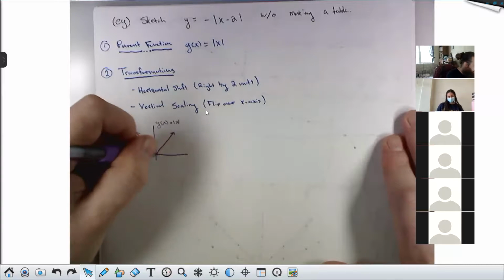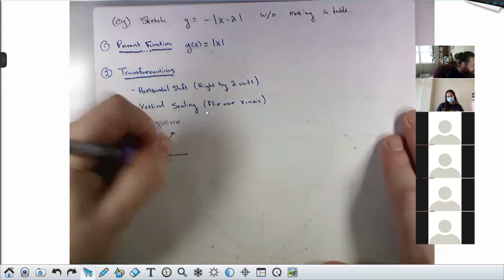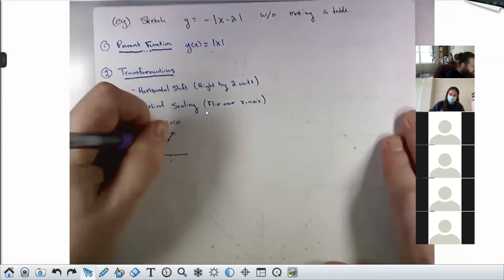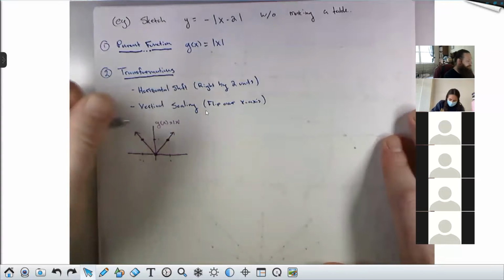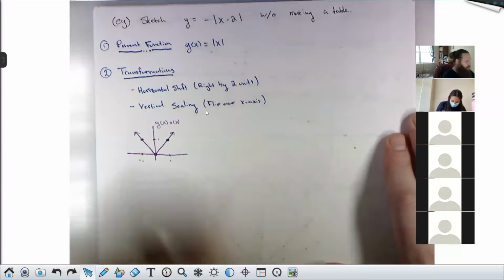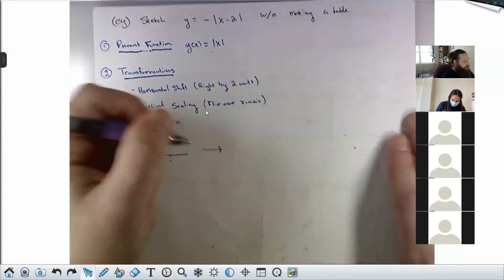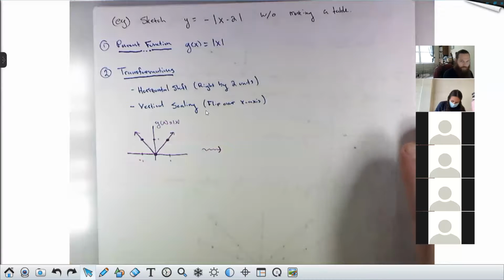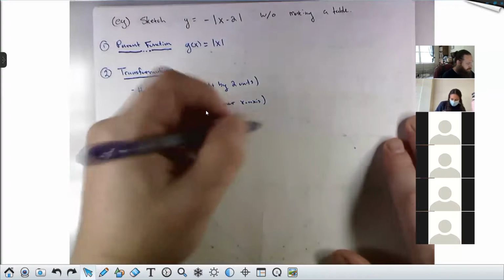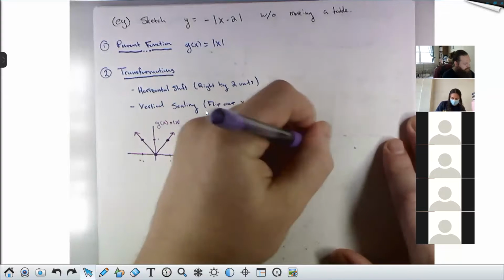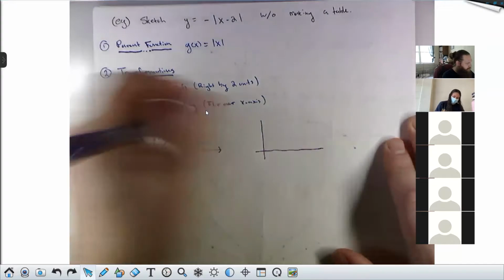And I'm going to label a few points like (0, 0), (1, 1), and (-1, 1). And then one at a time, I'm going to apply those transformations. So horizontal stuff before vertical stuff, and within each of those categories, scalings before shifts. So horizontal stuff, I don't have any horizontal scalings, just a horizontal shift. So first I'll do that horizontal shift. That's to the right by 2 units.